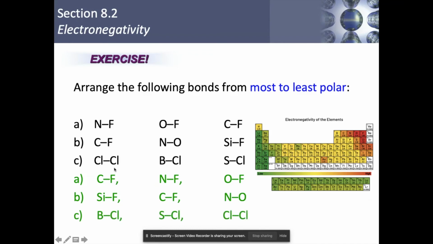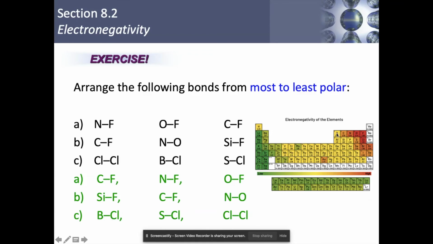And then you can repeat yourself for this one. So we have Cl-Cl, so chlorine and chlorine. That would have an electronegativity difference of 0 at that point, right? So that would be purely covalent. And so, of course, that's going to have the least polarity because it's going to have a polarity of 0.